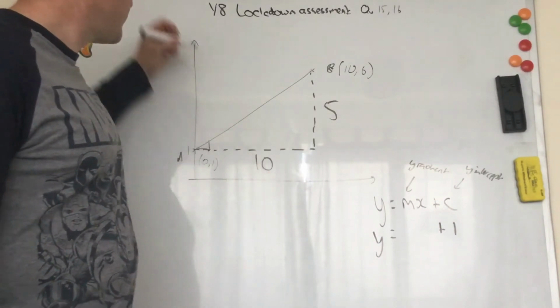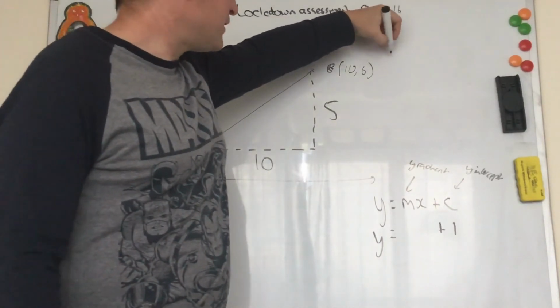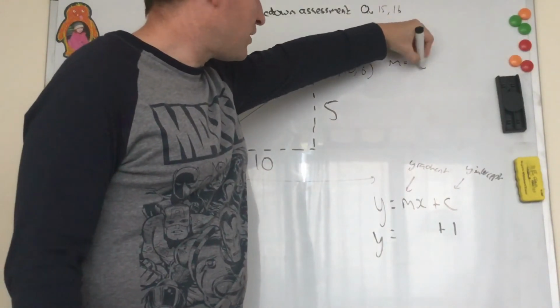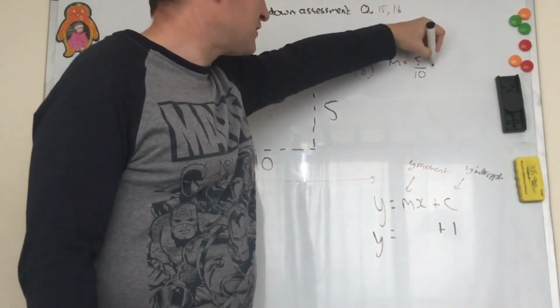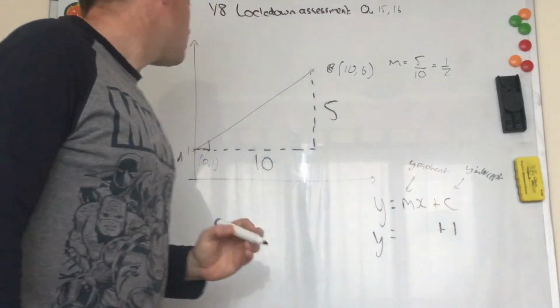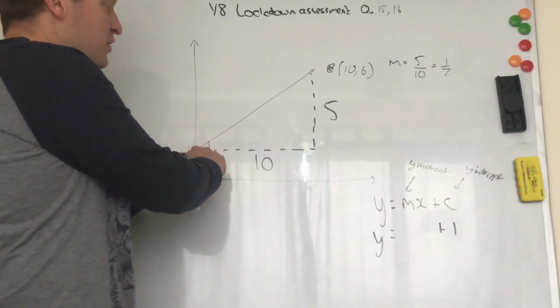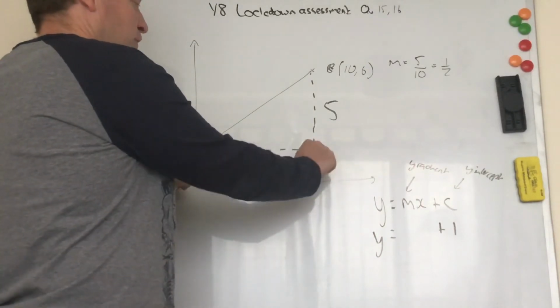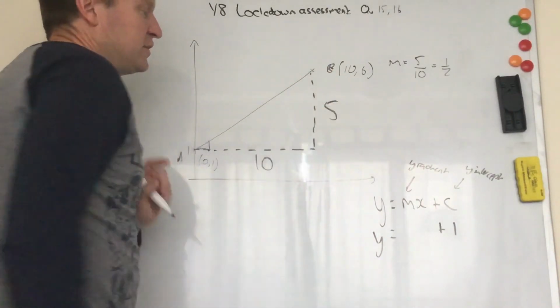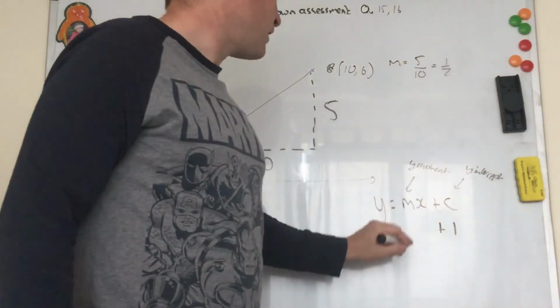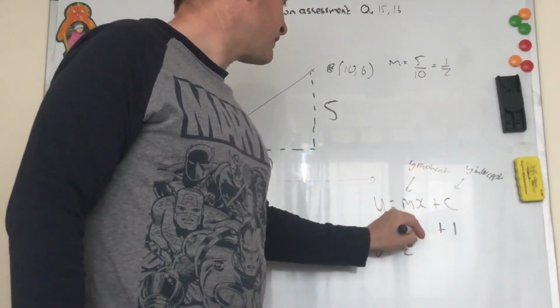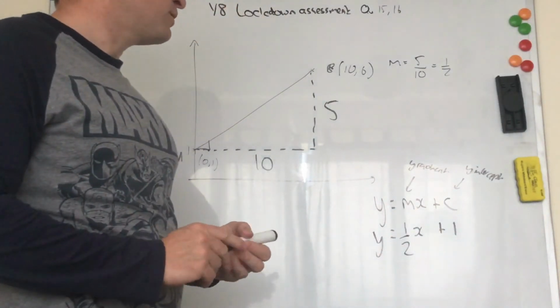5 divided by 10. Okay, so the gradient is the change in y divided by the change in x. 5 over 10, which is 1/2, which makes sense. For every 1 we go across, we go up a half, which means when we go across 10, we're going to go up 10 lots of a half, which is 5. So the gradient's a half, so it's y equals a half x plus 1.